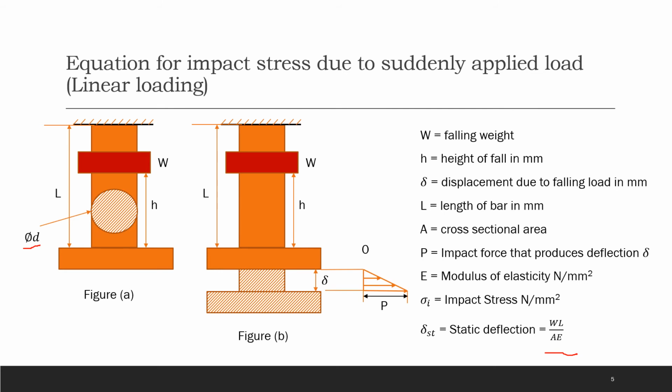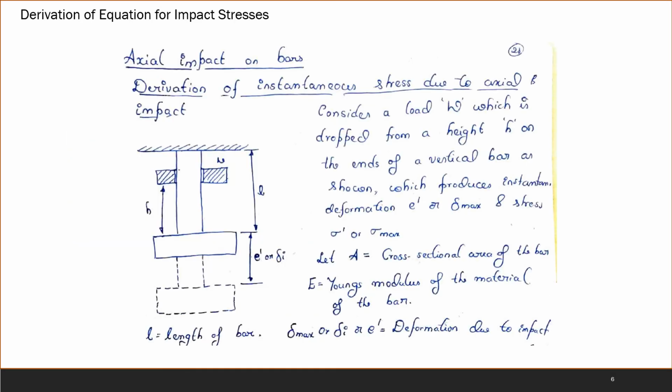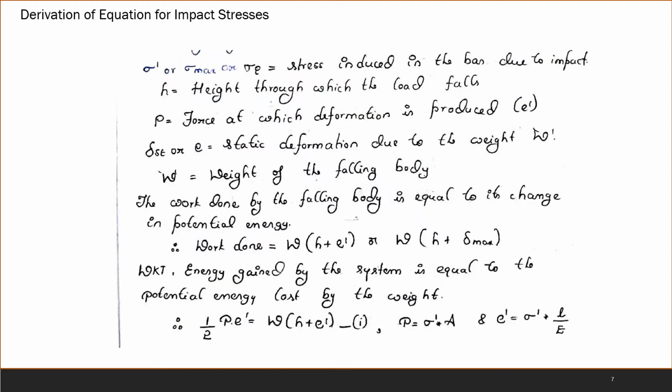So let's look at the derivation here. Now this is more or less the same figure that I've entered in my notes. Delta I is the total deformation, height is h, and L is the length of the bar. All right, now let's look at the deformation. What we are interested in is finding an equation for delta I, which is the impact stress induced in the bar due to impact. This is what we need to find an equation for.